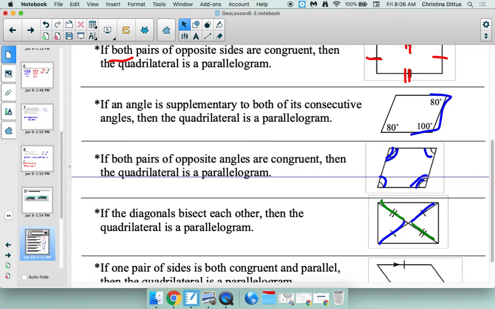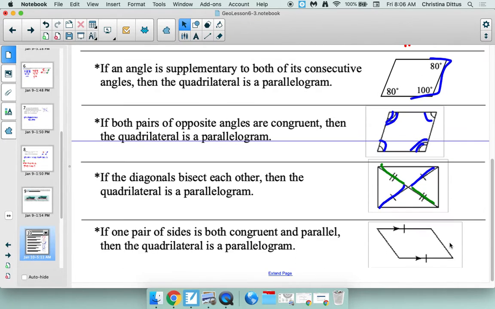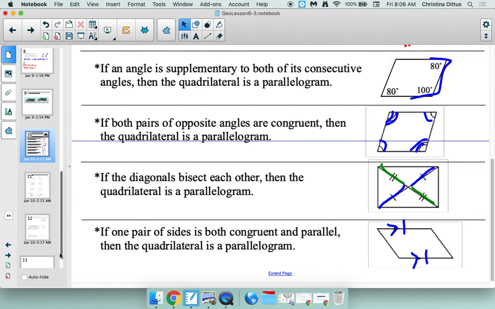Okay. And then this is the only new thing to prove that a quadrilateral is a parallelogram. You can take one pair of opposite sides, and they have to be both parallel and congruent. So you either need to prove both opposite sides are parallel, both opposite sides are congruent, or one pair is parallel and congruent. Okay? So those are our different options for proving that four-sided shapes are parallelograms.